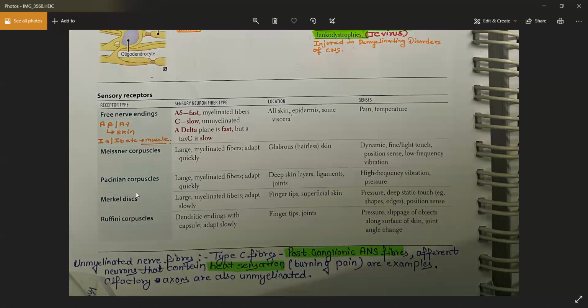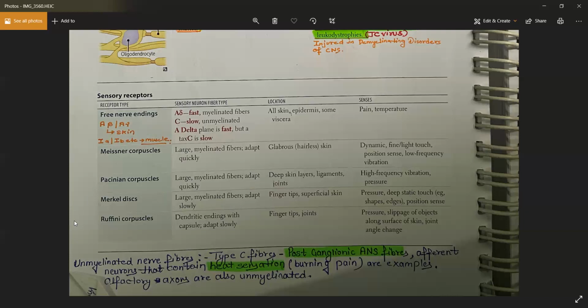You have the Merkel discs, and the Merkel discs are found on the fingertips. You can remember it by a mnemonic, by thinking about the marker, and you use the marker with the fingertips. You hold the marker with the fingertips, right? So you can immediately know that the Merkel discs are found in the fingertips. They basically sense the pressure, touch, and the position. Because they need to sense the position and the pressure, they need to be very highly myelinated, so that the impulses can be easily and very speedily transferred.